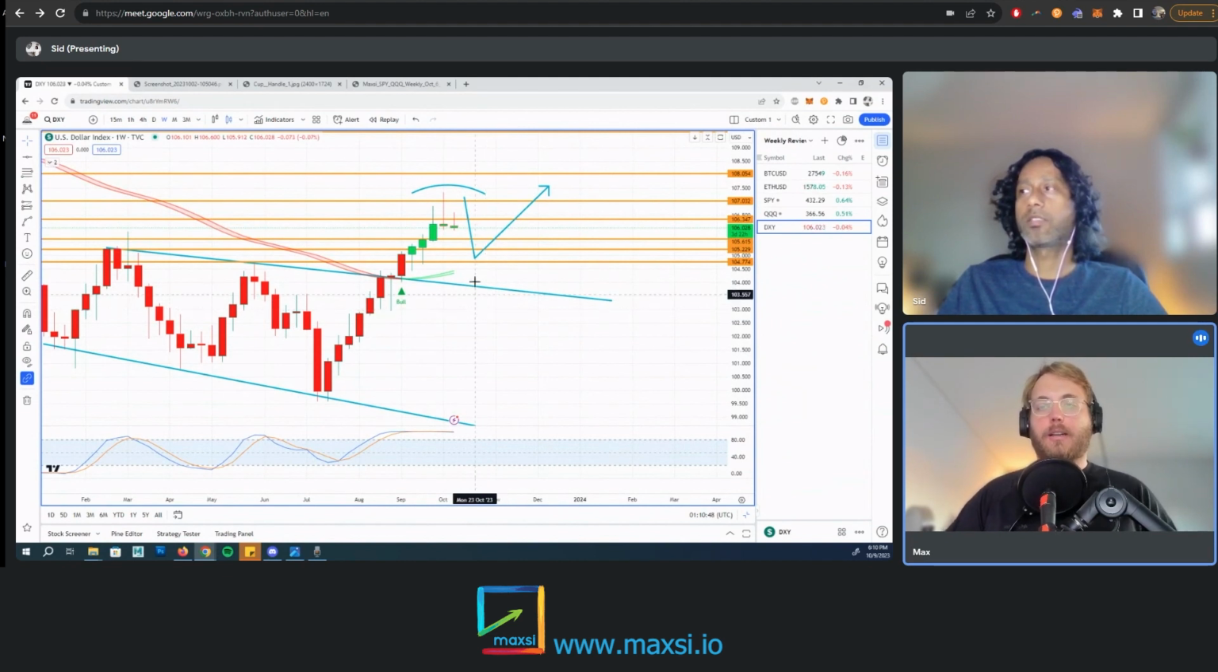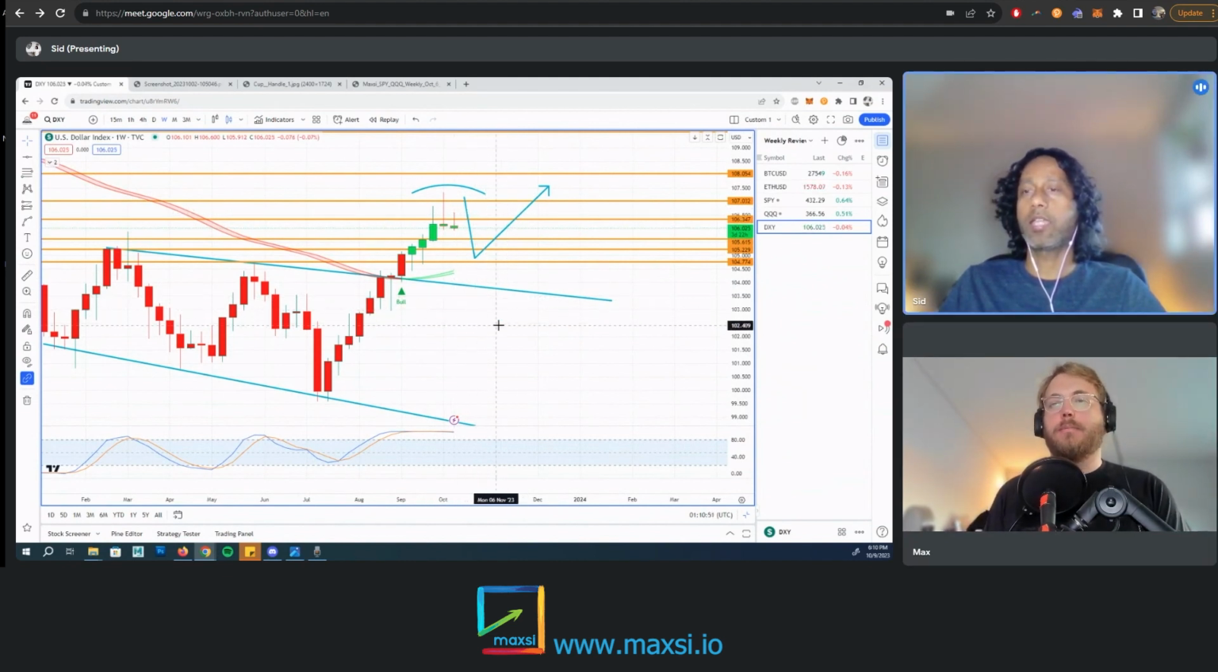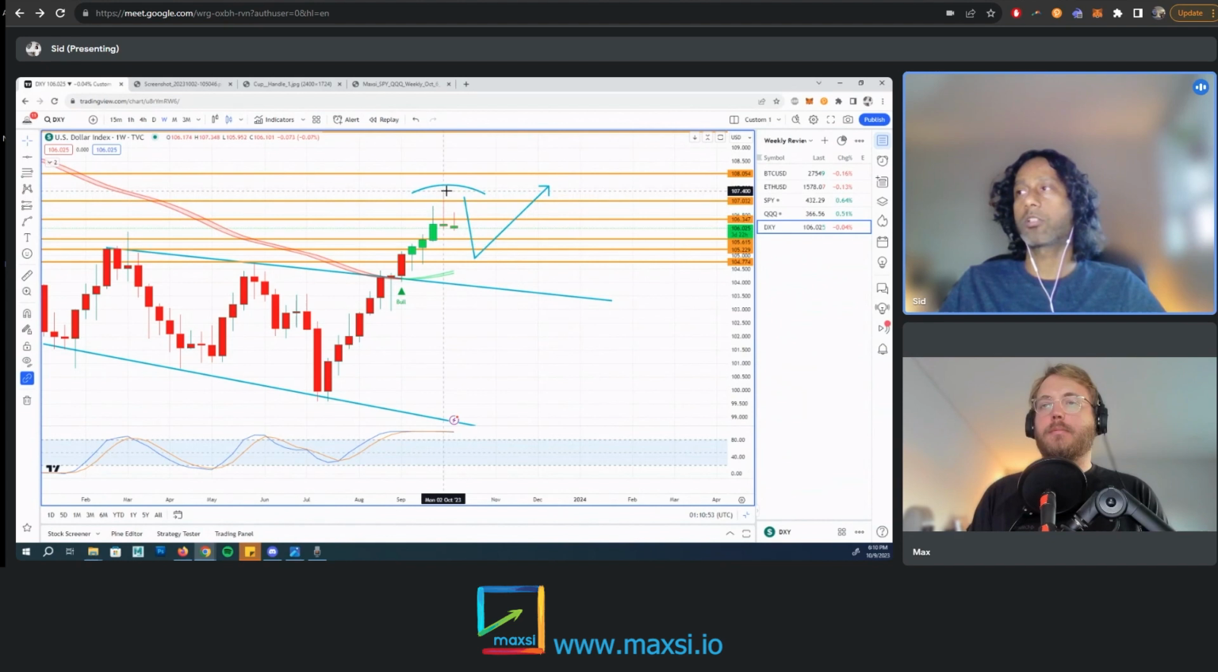Like we talked about, we predicted that it's going to drop and cool off, and it did right here. I've drawn it out. We had a small little retest this morning, but then see, it's dropping back down.